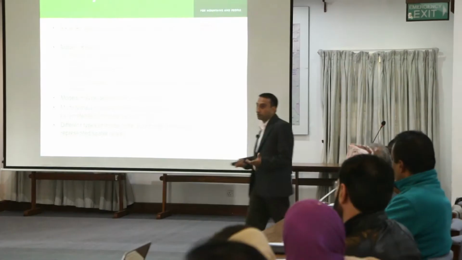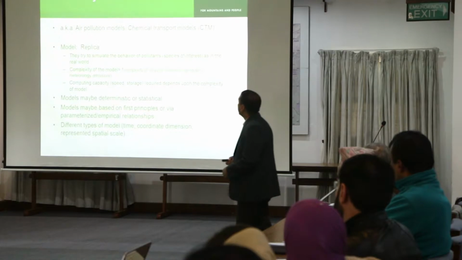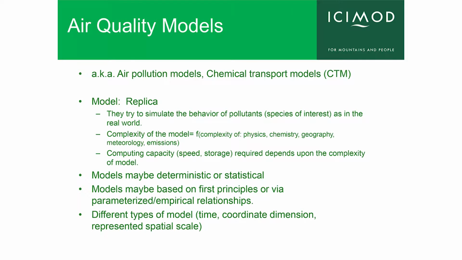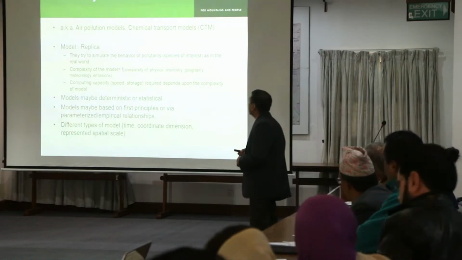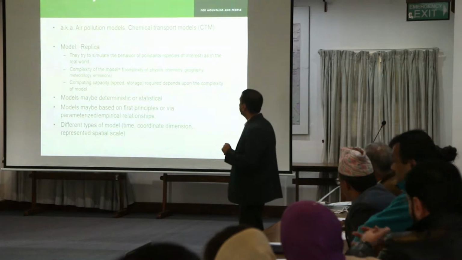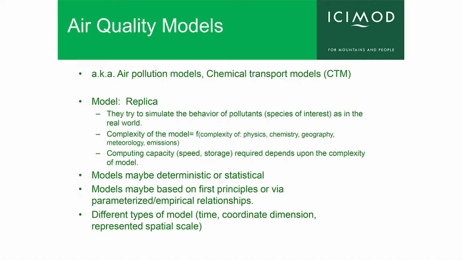Okay, so air quality models. What are they? Also known as air pollution model or chemical transport model, which are different from general circulation models, which are more towards climate or weather. We're talking more about air quality, air pollution models here. So when you talk about a model, what is it? Basically, it's a replica. It's not the real thing. It's trying to simulate the real thing. They're trying to simulate the behavior of pollutants as in the real world.